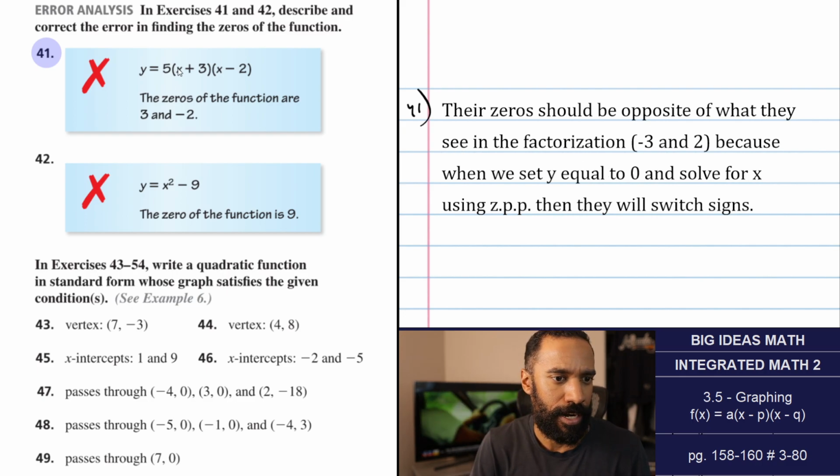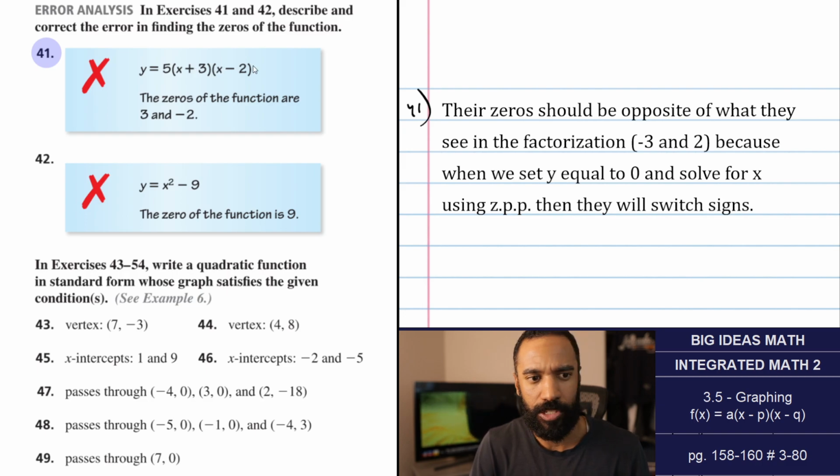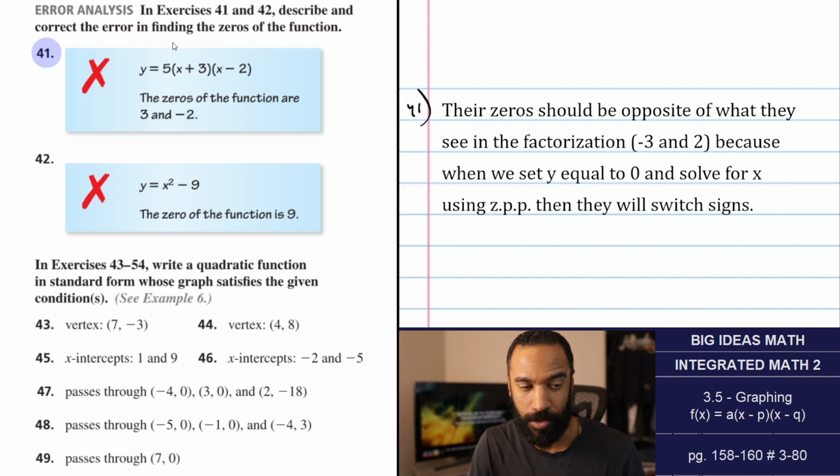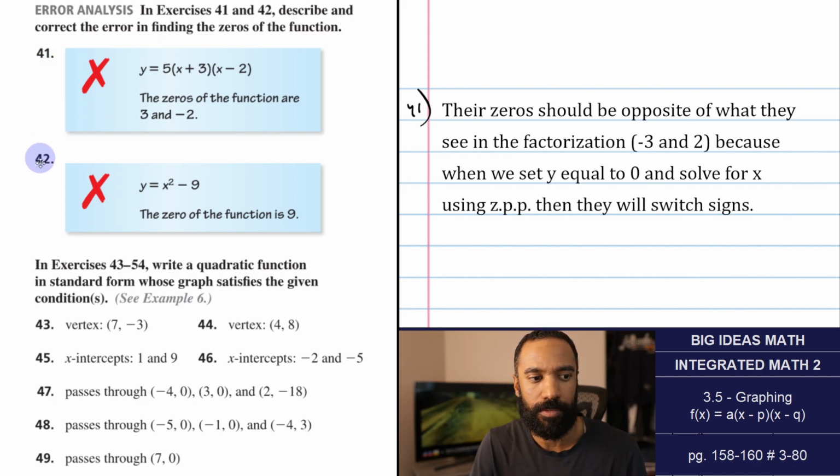If I plug in 3 into here, 3 plus 3 is 6. 3 minus 2 is 1. 5 times 6 times 1 is not 0. But negative 3 plus 3 is 0, and you multiply it, right? So you need to plug in the value of x that will get you 0.